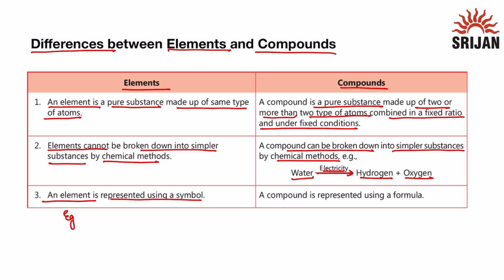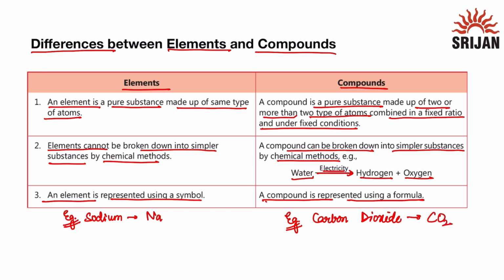For example, if we have the sodium element, it is represented by Na, and a compound is represented using a formula because it is made of two or more elements. The example if we take is carbon dioxide, and it is represented by the formula CO2, which means it contains one atom of carbon and two atoms of oxygen.